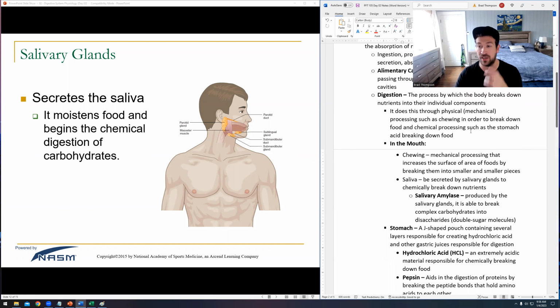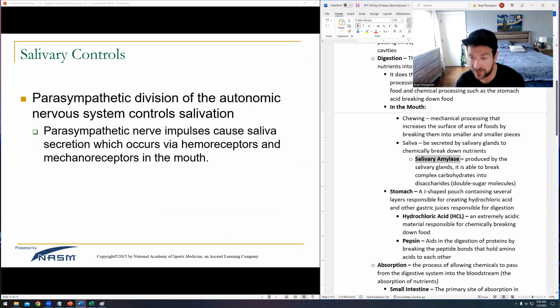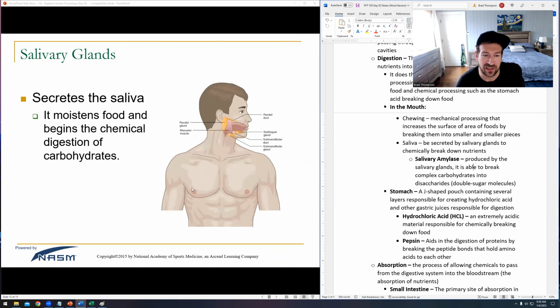And then saliva helps us not only moisten things to make it easier to chew, but also in your saliva, you have this enzyme called salivary amylase. Salivary amylase is actually a pretty strong enzyme. It's produced by your salivary glands right in here, and it releases this enzyme, which helps you break down carbohydrates in particular.